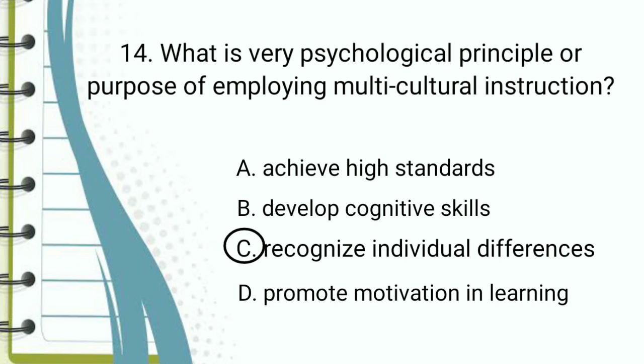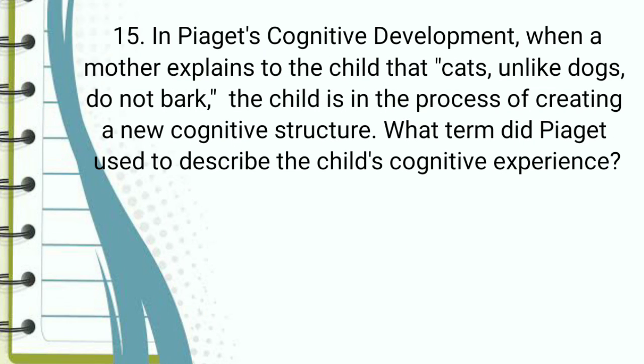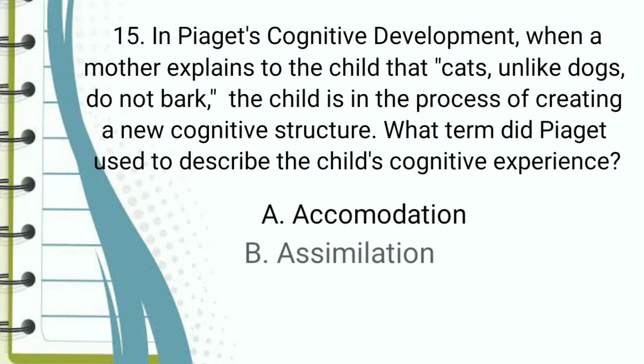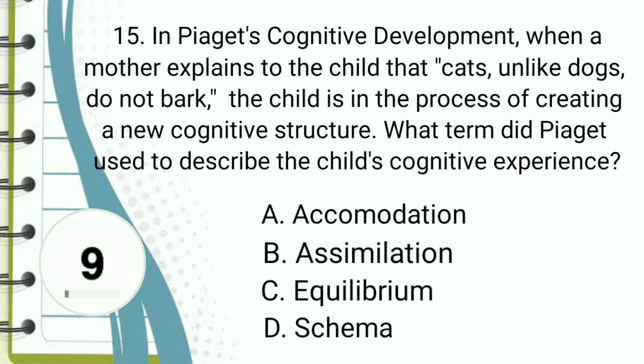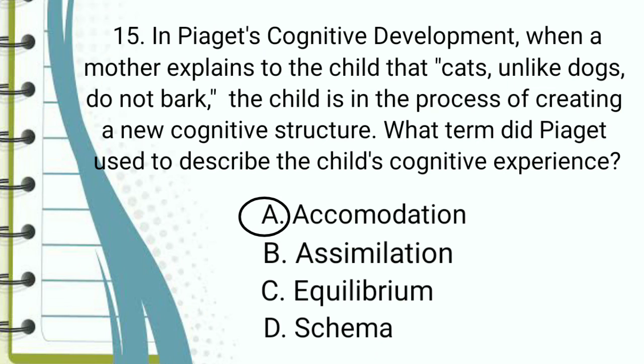Correct answer. Letter C. In Piaget's cognitive development, when a mother explains to the child that cats, unlike dogs, do not bark, the child is in the process of creating a new cognitive structure. What term did Piaget use to describe the child's cognitive experience? A. Accommodation. B. Assimilation. C. Equilibrium. D. Schema. Correct answer. Letter A.